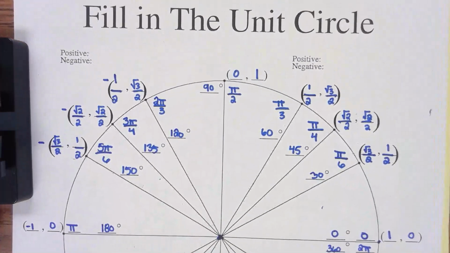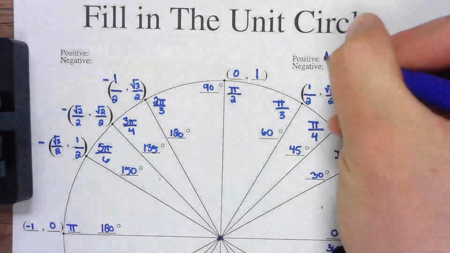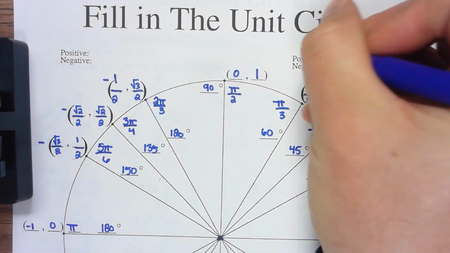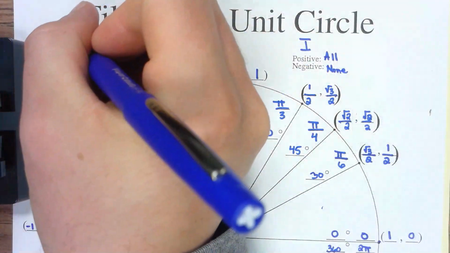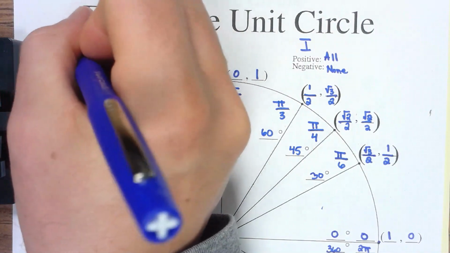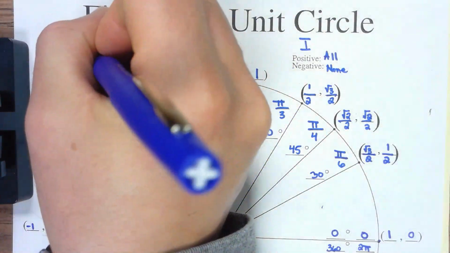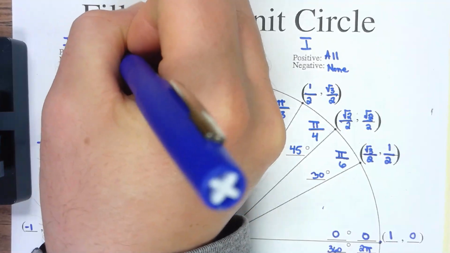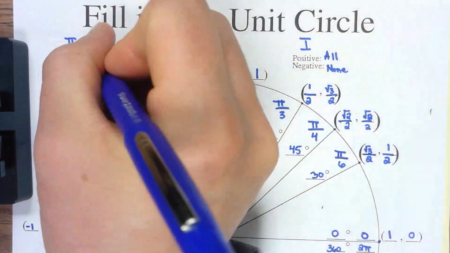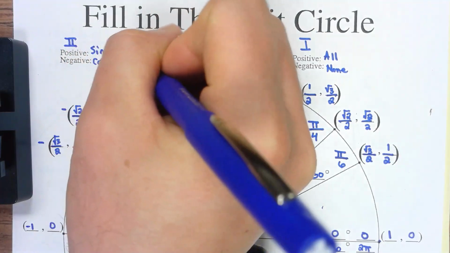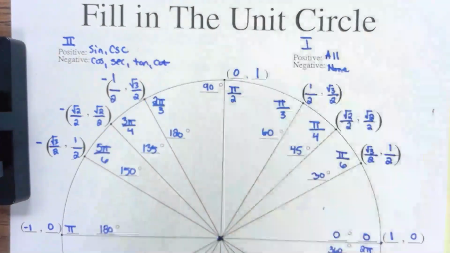And then up in quadrants 1 and 2. In quadrant 1, I'm just going to say all positive, none negative. Quadrant 2 here, that's All Students. So the positive is the Student: sine and its reciprocal, cosecant. And then all others, so cosine, secant, tangent, and cotangent, are negative.